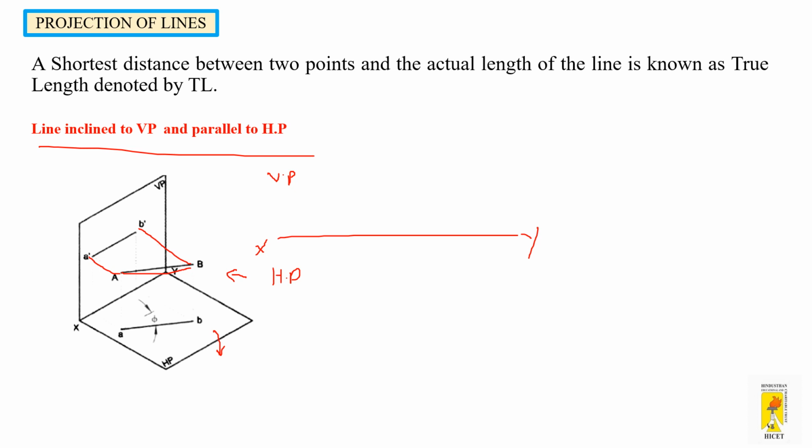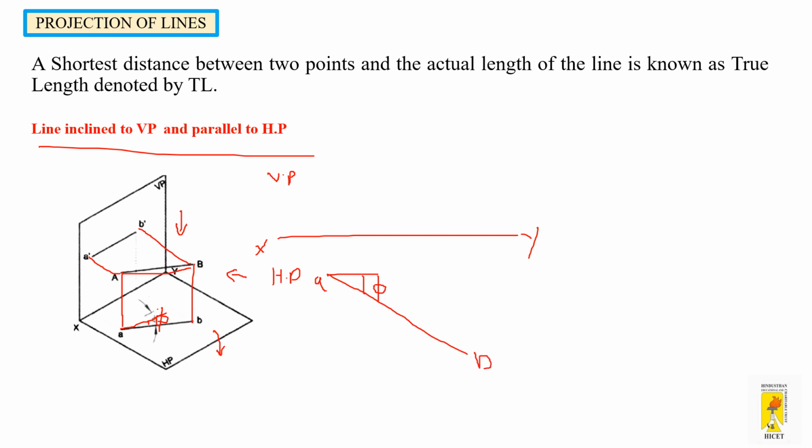From the top view, the line which is inclined to VP is exactly projected on the HP like this, which has an angle of 5. So the top view is drawn first. This makes an angle 5, and it is named as AB.